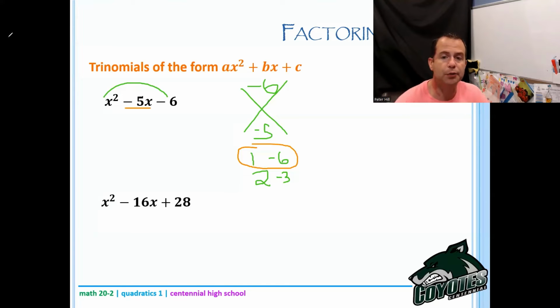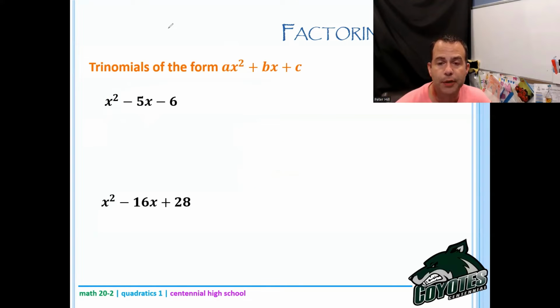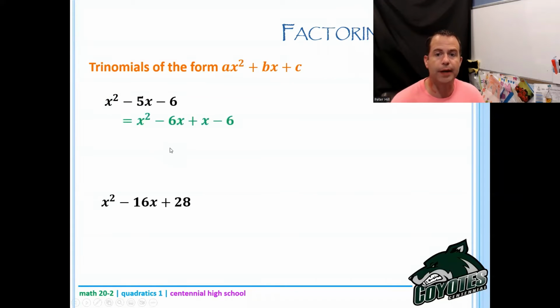Okay, so what I do, this is called decomposition, because I break down the -5 into those friendly terms. So I'm going to write this as x squared, just going to put it on as my ink here. Okay, x squared minus 6x plus x minus 6. So my -6x and my x make that -5x. So I haven't changed anything in the equation. I just broke down my middle term into those two friendly terms.